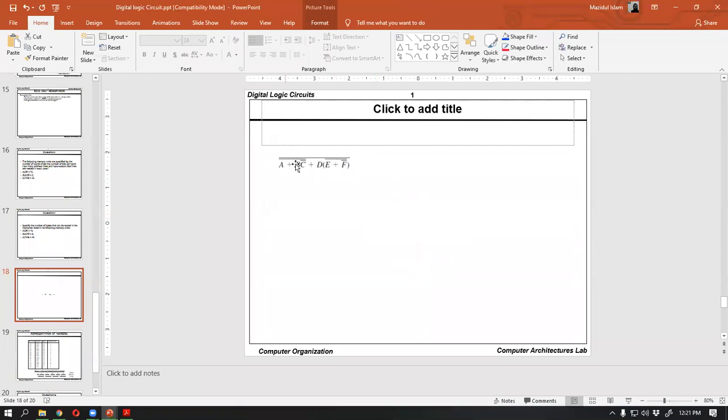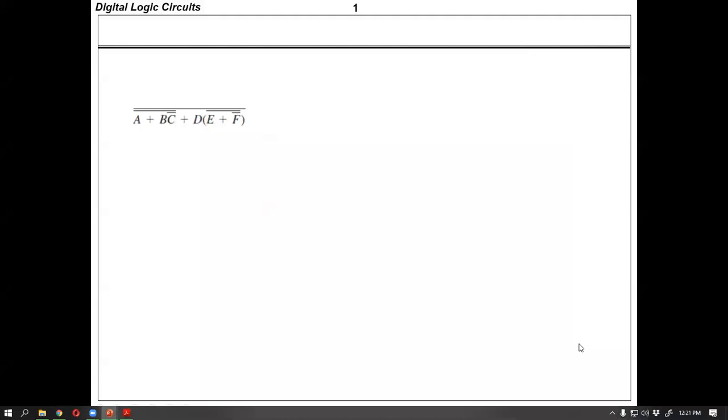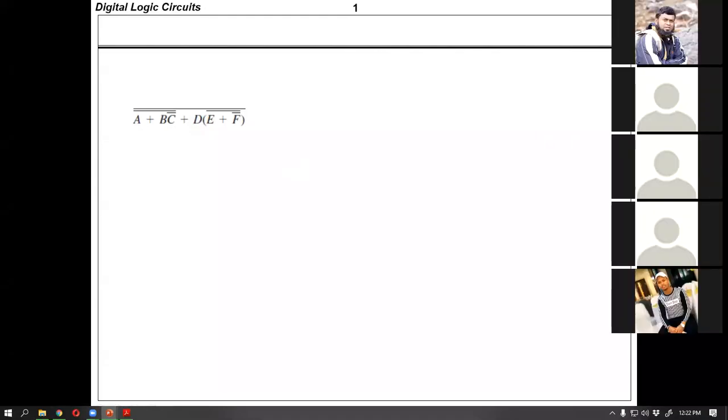Okay, suppose this is your problem. Now we solve this problem. Suppose this x is equal to this.